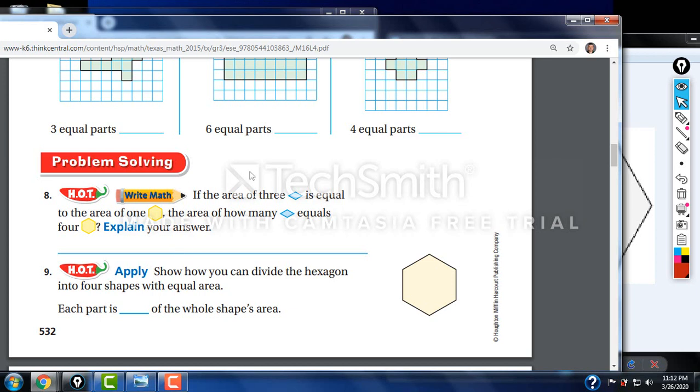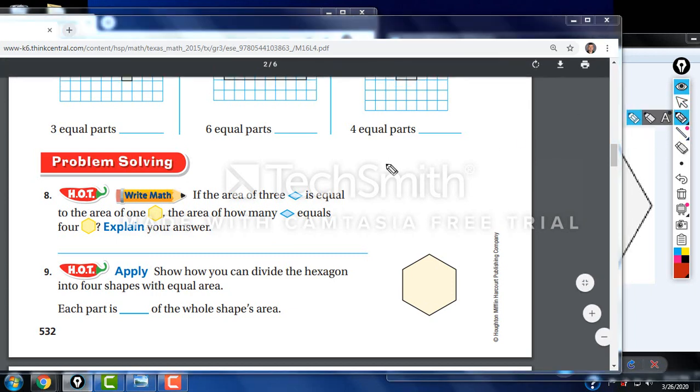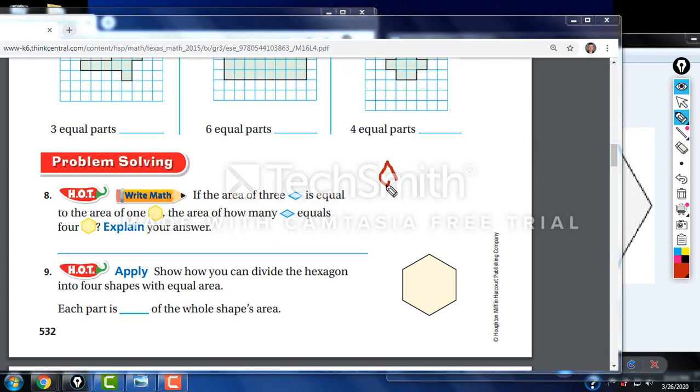So let's look at this. If the area of 3 rhombus equals the area of 1 hexagon. So again, 1 rhombus equals what? And look, I'm looking at the area. Okay, the area of 3 rhombuses equals the area of 1 hexagon, and I'm going to write the word hexagon. So it takes 3 rhombuses to equal the same area of 1 hexagon.